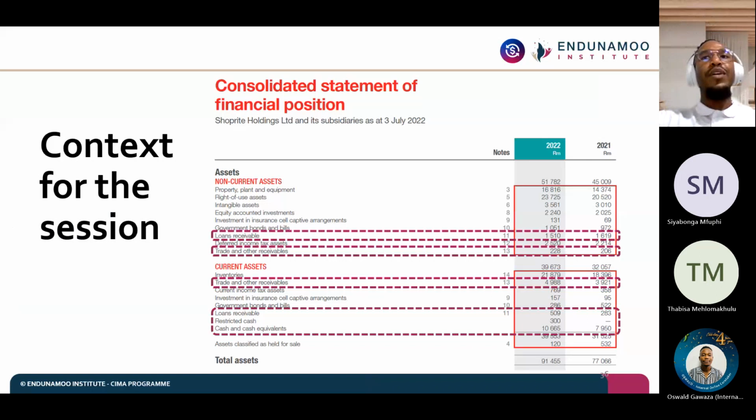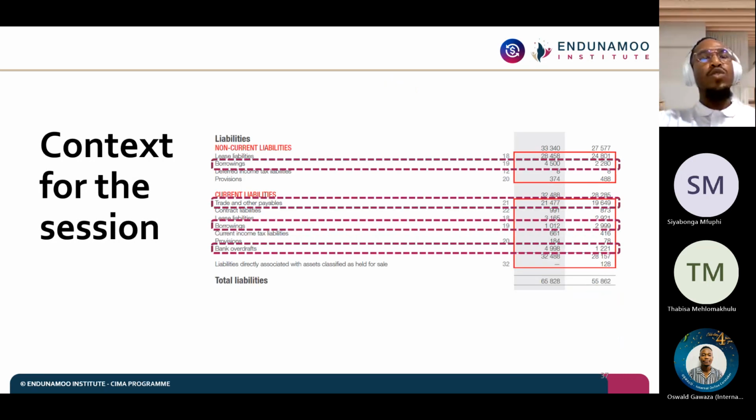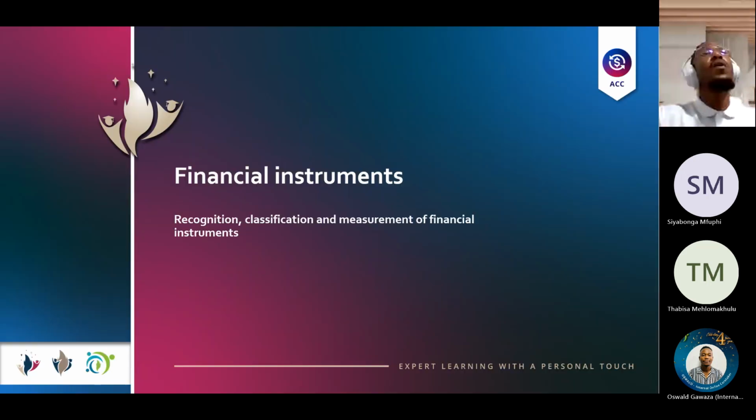Again, coming to an illustration of our statement of financial position, we have touched on what would be our non-current assets, what would sit in our current assets, and also what would sit in our liabilities, be it non-current liabilities and current liabilities. You would have your trade and other payables under current liabilities, borrowings being the current portion of your borrowings, and bank overdrafts sitting as current liabilities.